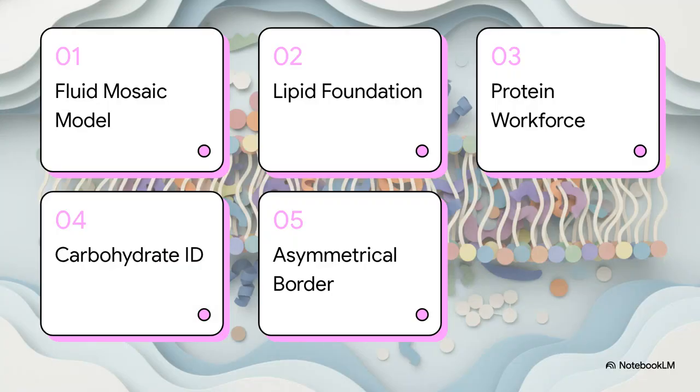Here is our roadmap for today. We'll be covering 5 key areas. 1. The fluid mosaic model. 2. Lipids, the fluid foundation. 3. Proteins, the membrane workforce. 4. Carbohydrates, the cell's ID. And 5. A dynamic, asymmetrical border.